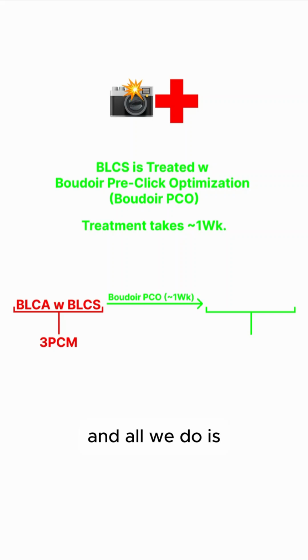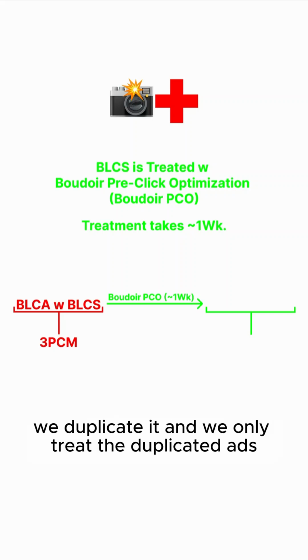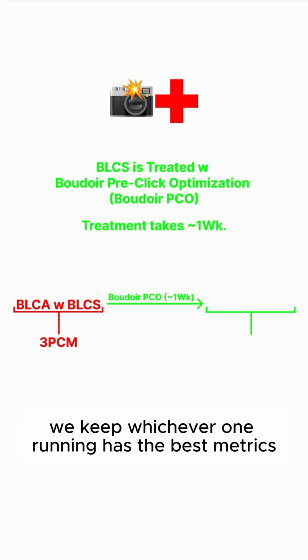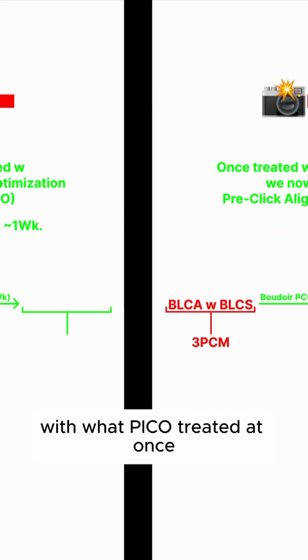And all we do is duplicate the current Boudoir Facebook ads. So we leave the original, we duplicate it, and we only treat the duplicated ads. Treatment takes about a week. We look at the metrics. After a week, we keep whichever one running has the best metrics. And it's always been the Boudoir Pico treated ad.